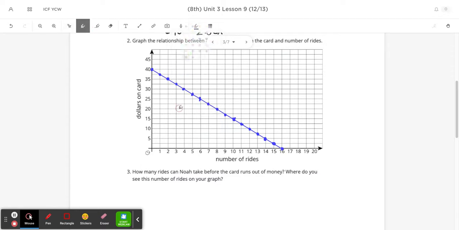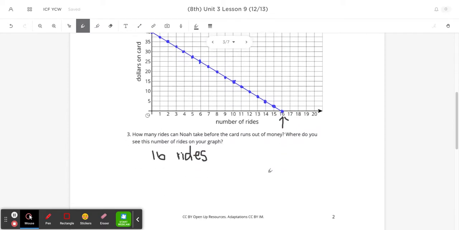The answer to question 3 is 16 rides. And we can see that 16 rides is the x-intercept on our graph. It's located right here at 16. And it definitely would be easier to type this. I'm just going to write 16 rides.